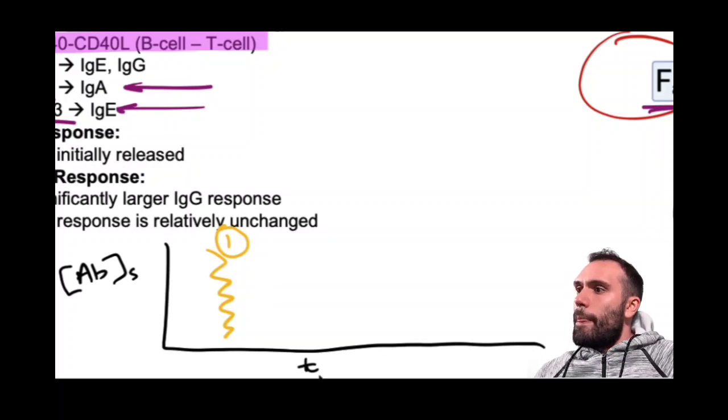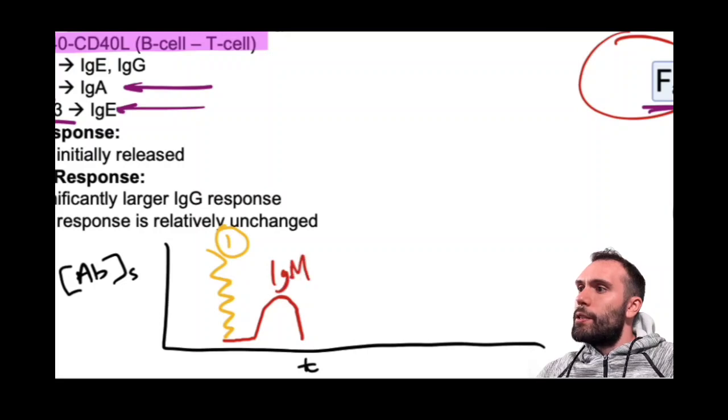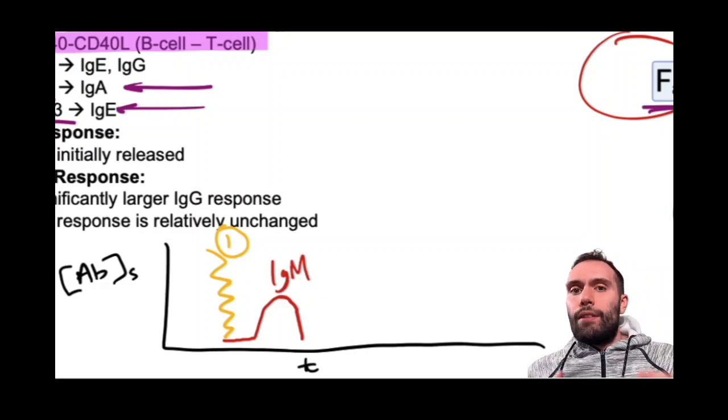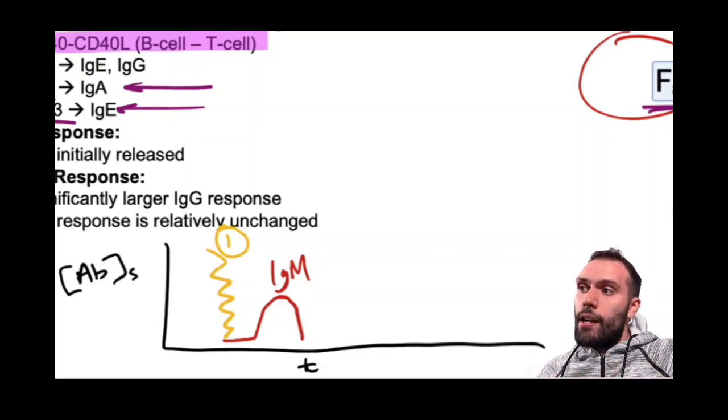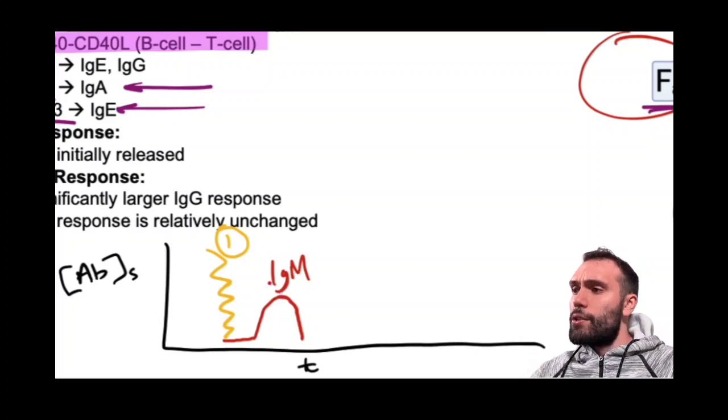So what will happen is initially we might have some stable level of IgM that spikes. Our IgM level, after realizing that we're infected with this antigen, we're going to have an inflammatory response, and some B cells will recognize this antigen for the first time and turn into plasma cells and increase the amount of IgM being released. So we'll get some IgM release here.